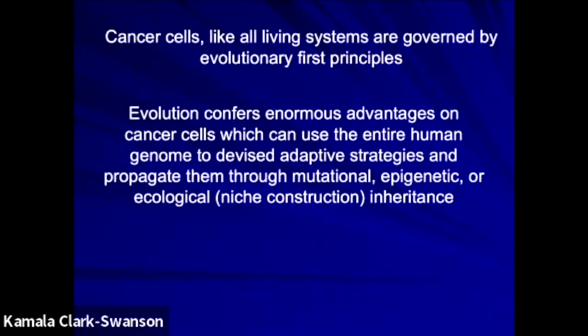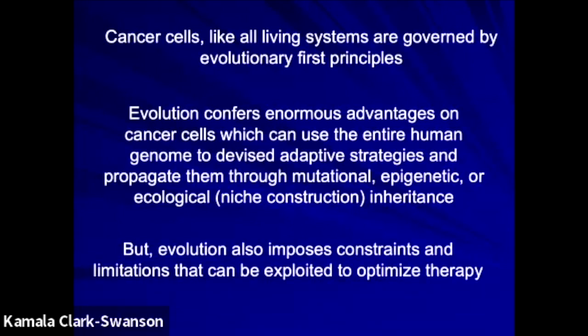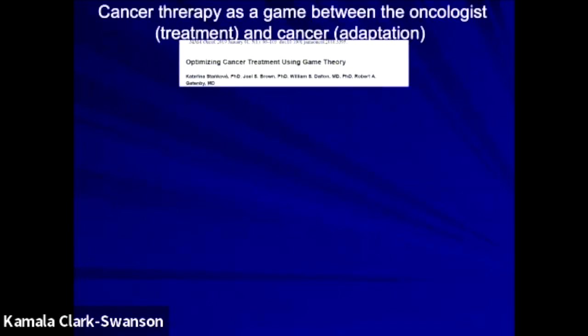Cancer cells, like all living systems, are governed by evolutionary first principles, and this gives them an enormous advantage. They can devise genomic and epigenomic mechanisms and strategies using the human genome as a source of information. But evolution also imposes constraints and limitations, and I think those can be exploited to optimize therapy.